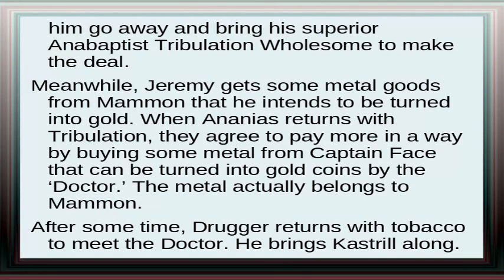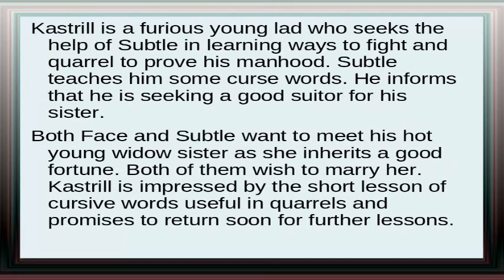He brings Kestrel along. Kestrel is a furious young lad who seeks the help of Subtle in learning ways to fight and quarrel to prove his manhood. Subtle teaches him some curse words. He informs that he is seeking a good suitor for his sister. Both Face and Subtle want to meet his hot young widow sister as she inherits a good fortune. Both of them wish to marry her. Kestrel is impressed by the short lesson of curse words, useful in quarrels, and promises to return soon for further lessons.